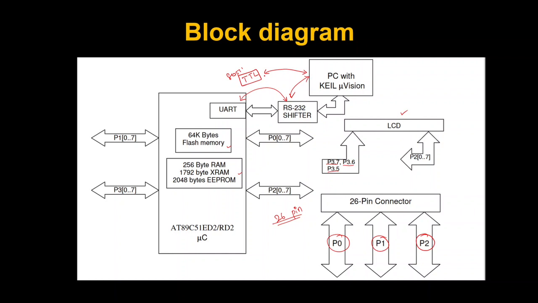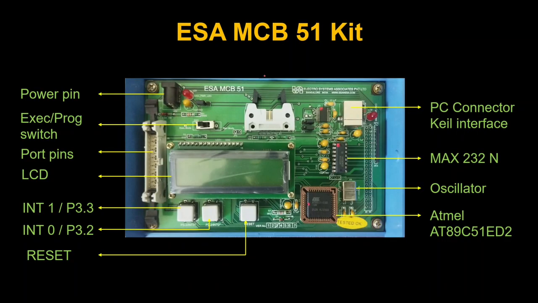So with this basic block diagram introduction, we can move into your kit, how it is looking like. So this is your power pin, which has to be connected to your power card. It has to be given with an adapter, so you have to connect it with your power source.